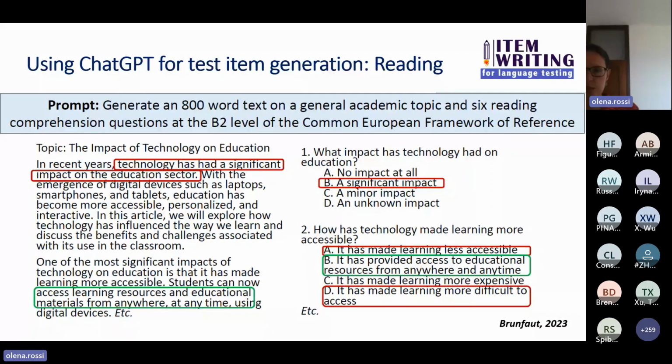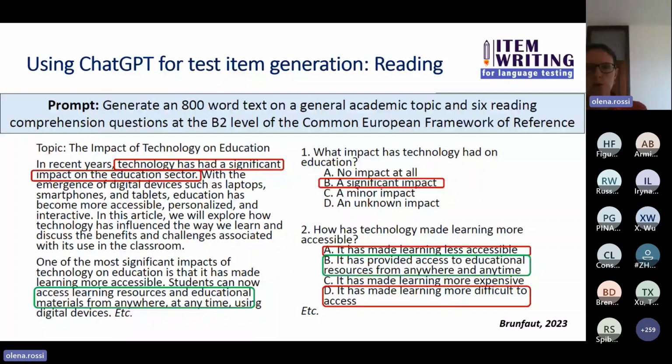So it will be extremely easy for test takers to answer these questions just through matching the same words. Also, item 1 is very easy for B2 proficiency level. And item 2's distractors A, it has made learning less accessible, and D, it has made learning more difficult to access, mean the same thing. Also, the key, option B, is considerably longer than the 3 distractors, which makes it easy for test-wise students.